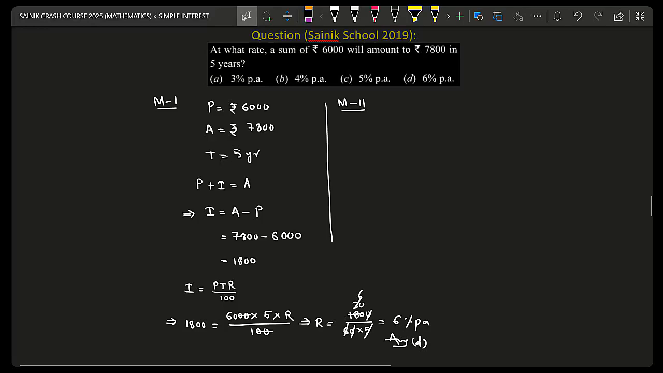Sir, amount by principal is equal to. Yes, amount by principal. You know that formula? Yes, sir. Amount by principal is equal to 1 plus TR by 100. You see, there is no interest in this, right? That means interest is not there. We are skipping interest. Now we can find the value of rate of interest from this. What is amount? Sir, amount 7,800. What is principal?